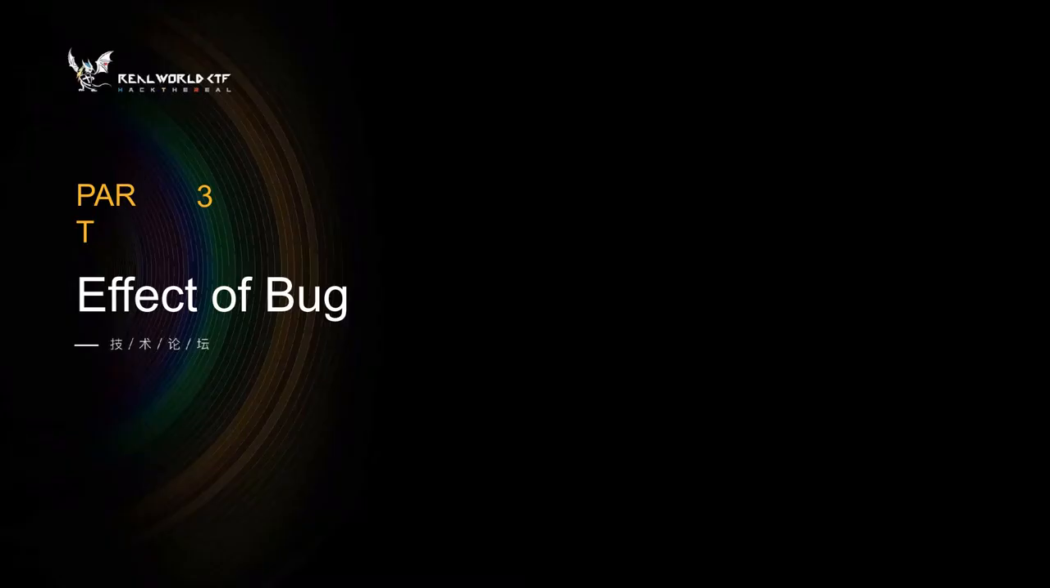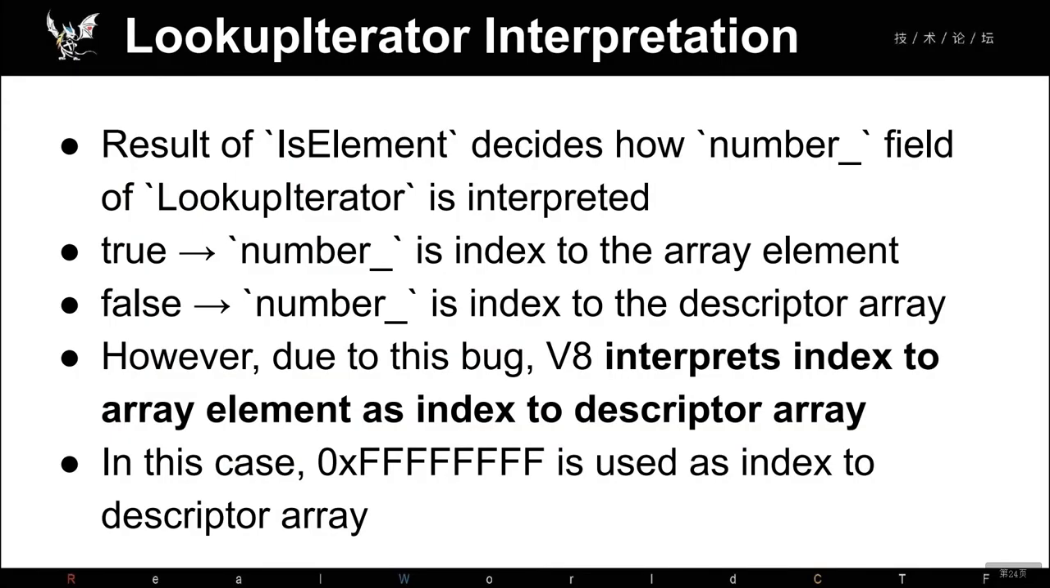Now we already have the debug check failure, and the next problem is what such a debug check failure can cause. Before that, we are going to look at the LookupIterator again. This class can have different interpretations. The key is that the result of IsElement decides how number_ is interpreted. If IsElement returns true, the number will be the index to the array element. If IsElement is false, the number is the index to the descriptor array.